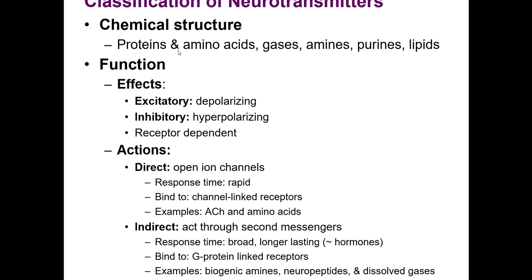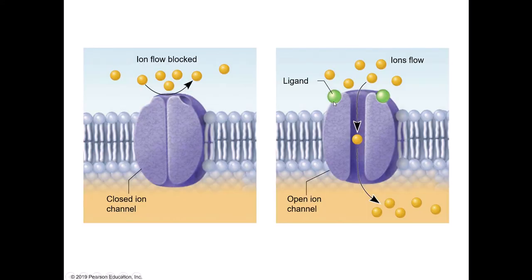Indirect action neurotransmitters don't directly, hence indirect, affect the membrane potential, but they act through our second messenger system. So they take a little longer to kick on. Their effects tend to be more broad and long-lasting, so somewhat more similar to hormones. Some of our dissolved gases work like that. So let's look at two examples.